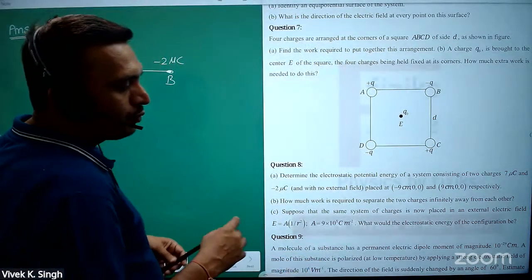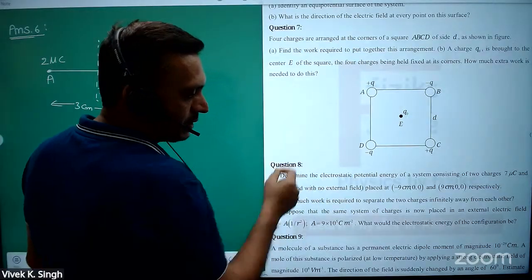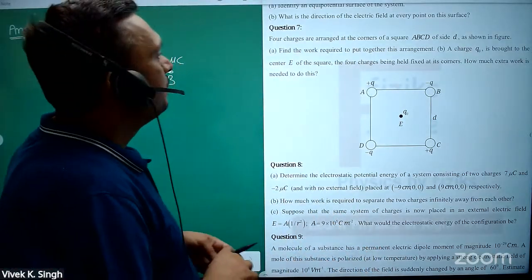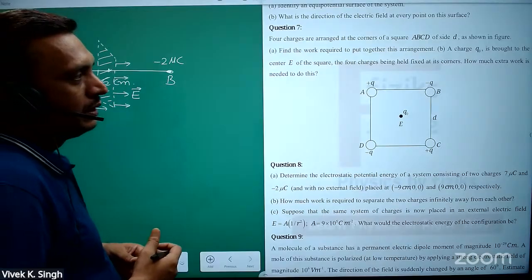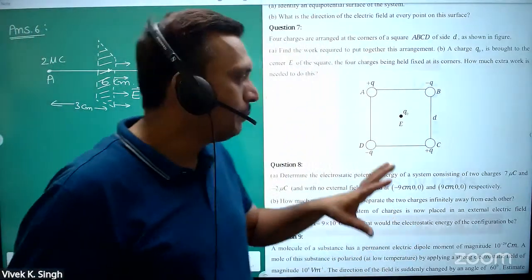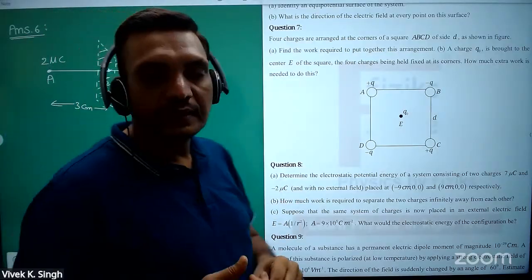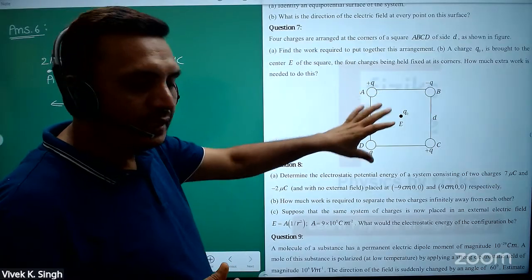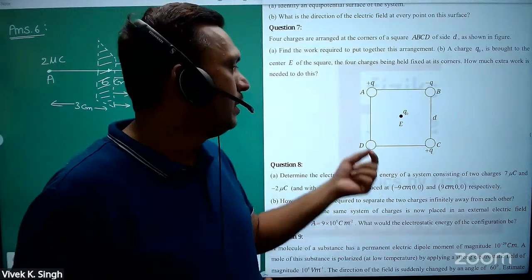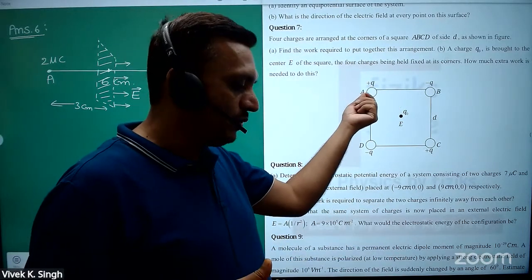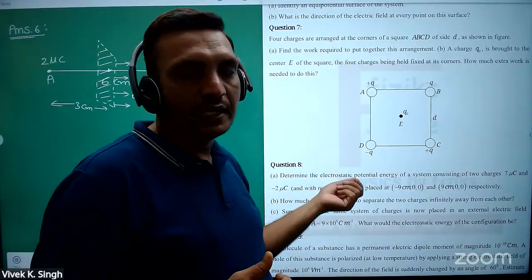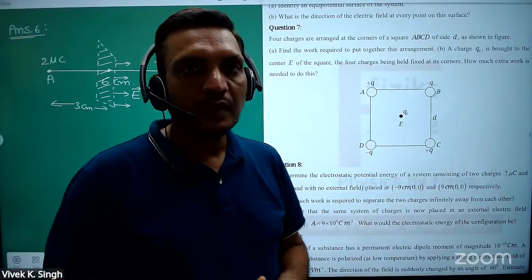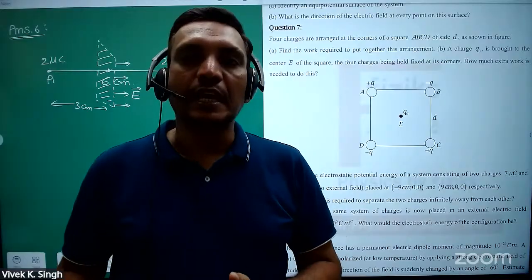So what you have to do, you have to find work done in placing individual charges, and then you have to sum up all those works. So that will give you the potential energy of that system. Okay? So you have to try this question. In next lecture, I will discuss the solution of other questions. First you should try, and then we will discuss it. So let's say you have placed the first charge. So what will be work done? Then second charge, third charge, fourth charge. And then finally you have to see work done in placing Q naught. So try to solve this question. In next lecture, I will discuss its solution.